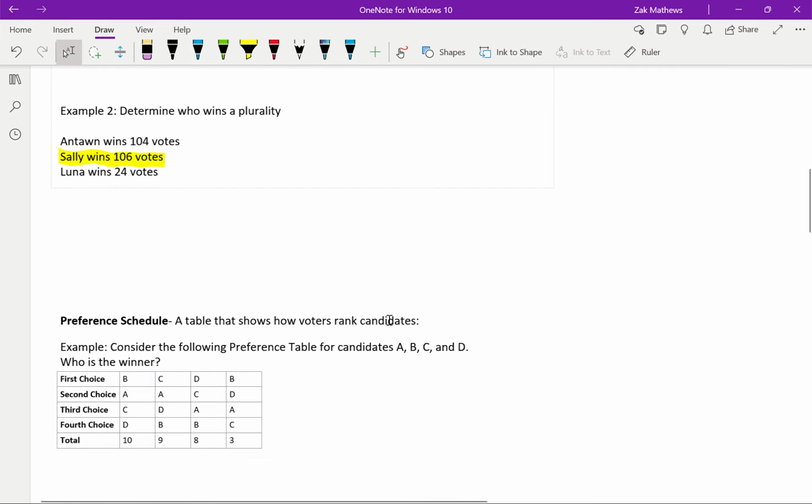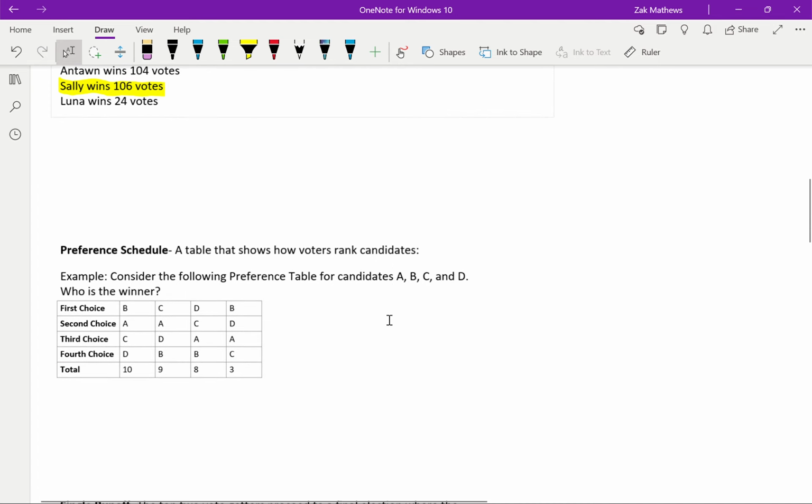And so that's what we're going to move into. What other systems do we have? We're going to look first at what's called a preference schedule. A preference schedule is simply a table that shows how voters rank candidates. So let's walk through this for a couple minutes. We can see that we've got some votes that have been cast.